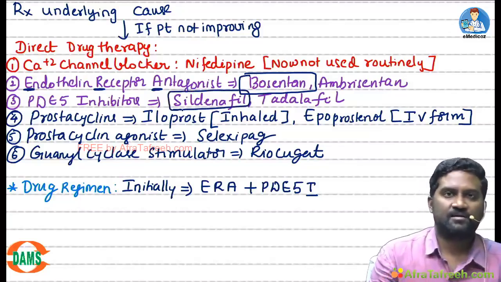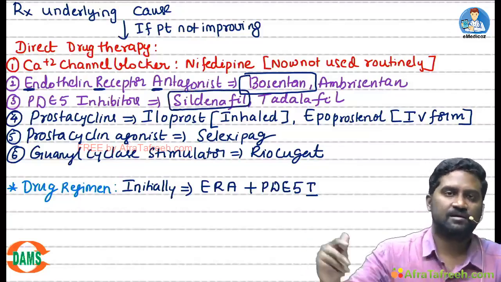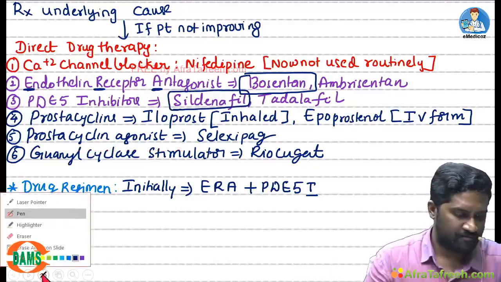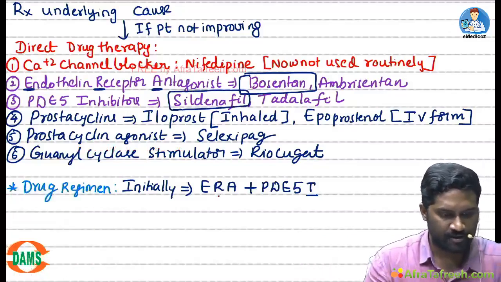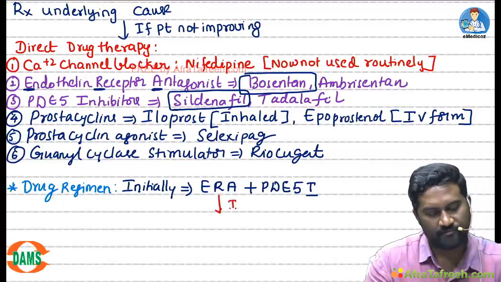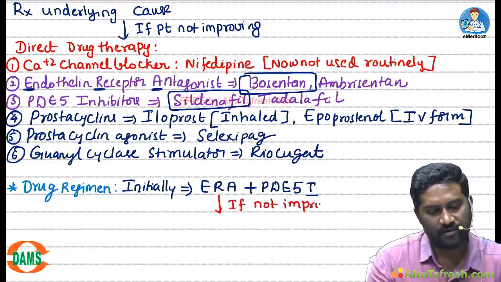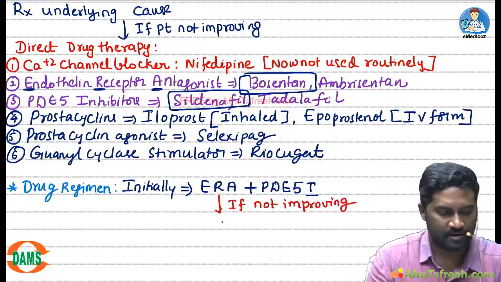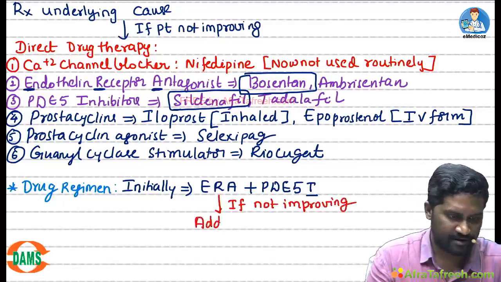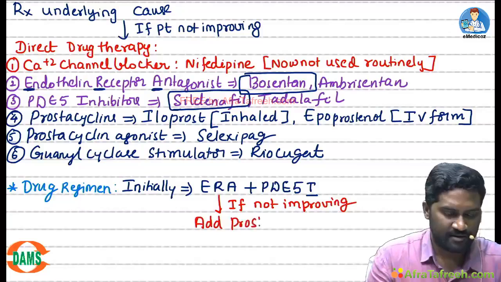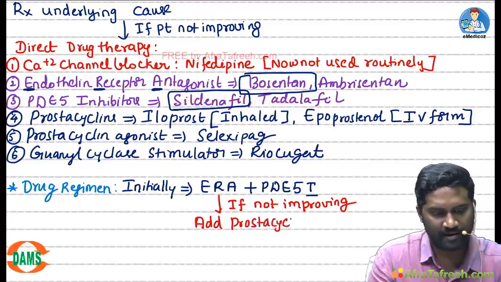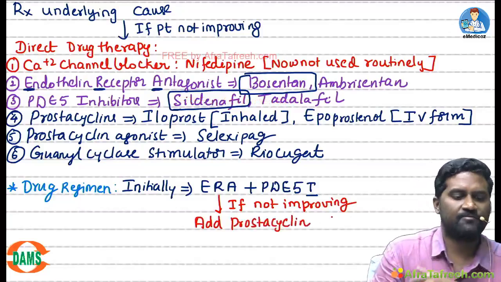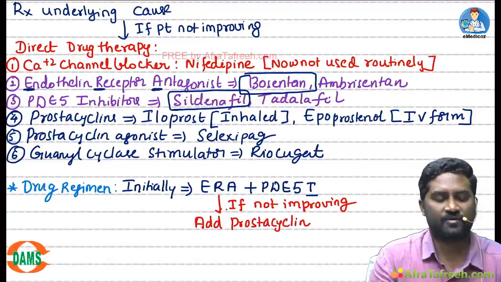If the patient is improving, we will continue the same treatment. If the patient is not improving, we add a third drug. We can add prostacyclin. Initially we can try selexipag tablets, then we can go for iloprost or epoprostenol.